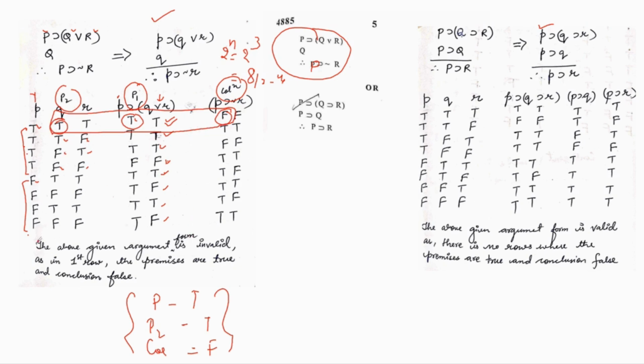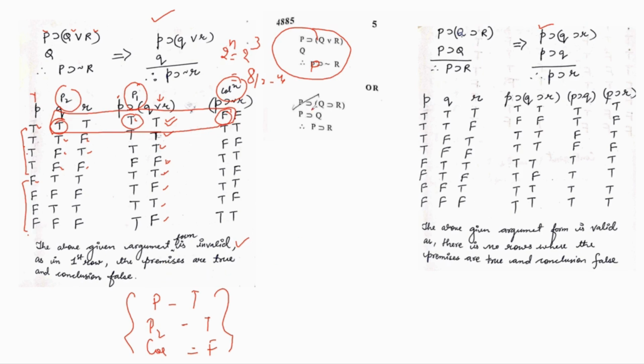There is no other condition. So in the above given argument form, because it's mentioned it should be in argument form, is invalid. And then why is it invalid? Because in the first row if you'll see that the premises are true and the conclusion is false. So you have to write this line as well.